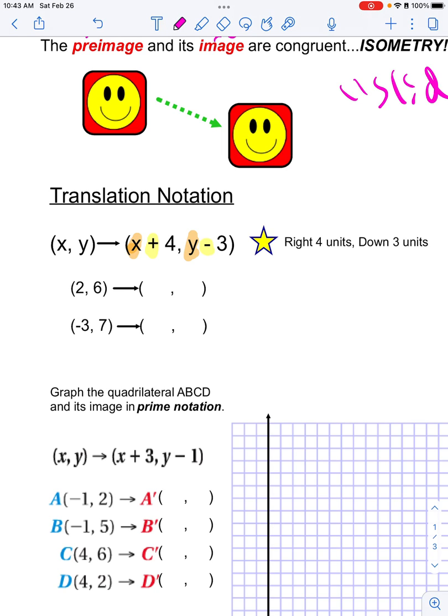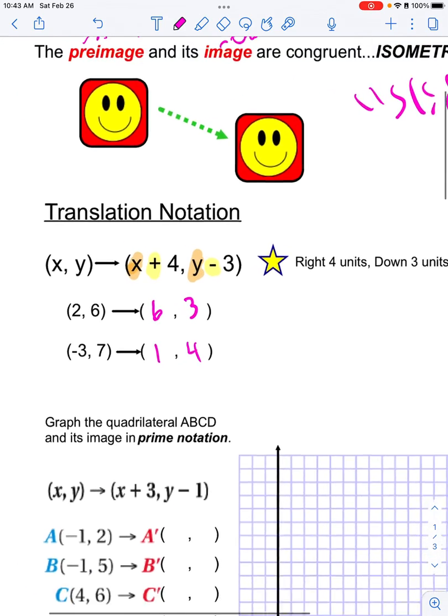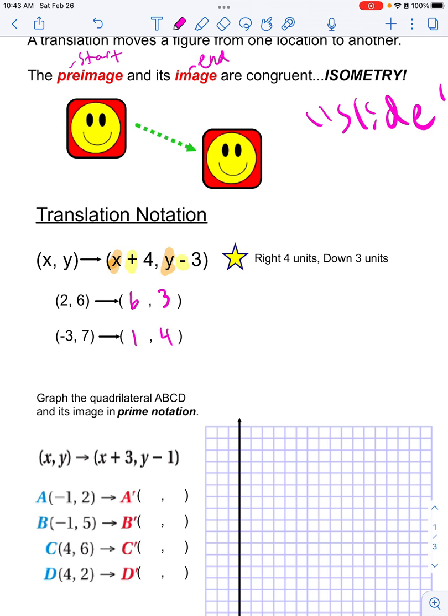So I'm going to add 4 to my x's, so 2 plus 4 is 6, and I'm going to subtract 3. 6 minus 3 is 3. And if I did that one again, negative 3 plus 4 is 1, and 7 minus 3 is 4. So those would be my new coordinates if I were to use translation notation.